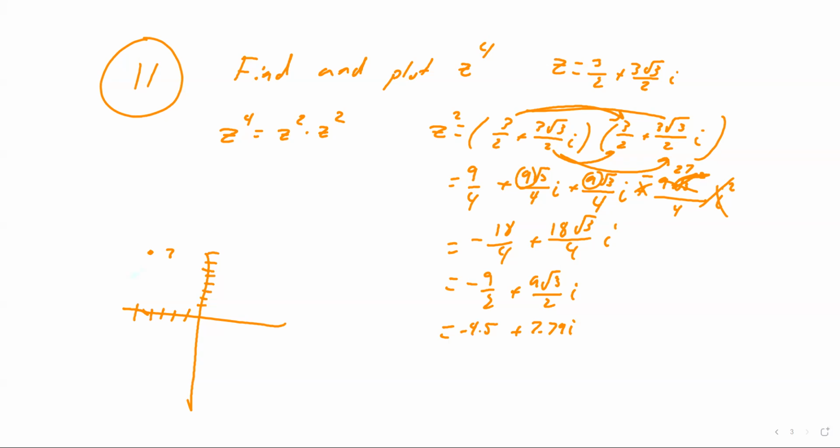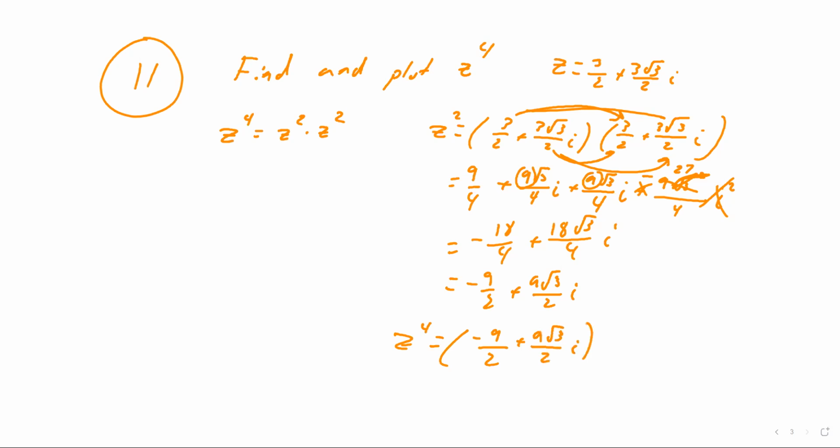We're only halfway done. Because this is what z squared is. To find z to the fourth, I need to do this twice. Yeah, just turn it into decimal. We weren't ready for that part yet. Yeah, that was it.